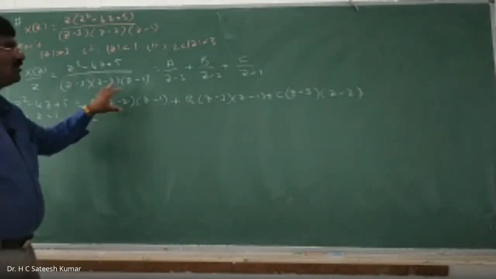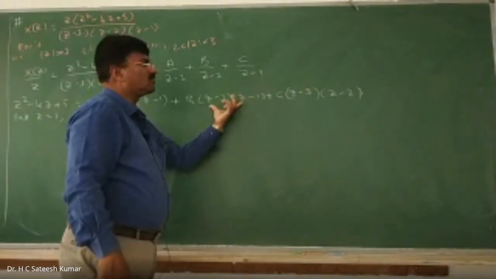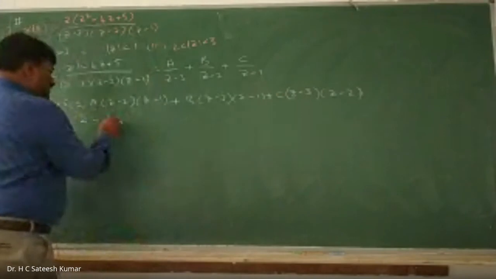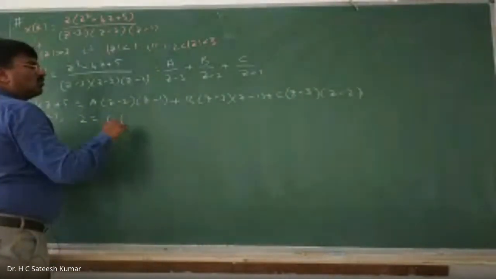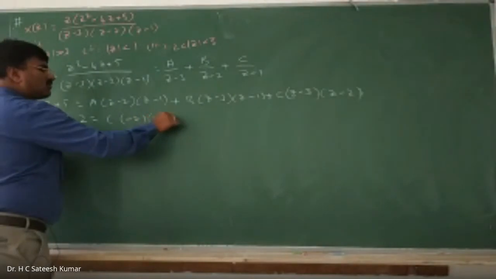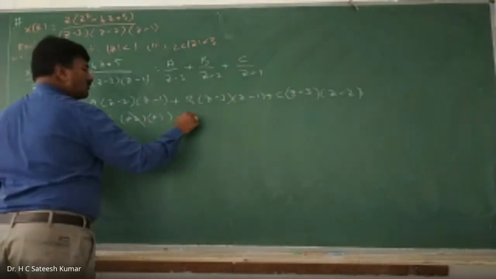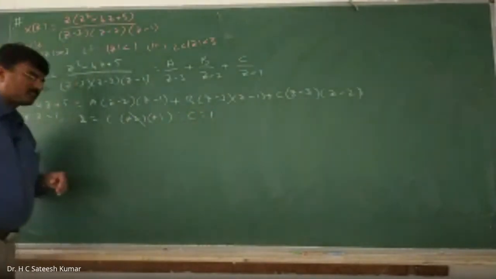Anything 0. Also, z is equal to 1 means 1 minus 1 is 0. This also becomes 0. What is left out? Last one, c into 1 minus 3 is minus 2, and 1 minus 2 is minus 1. This minus minus gets cancelled. This 2 gets cancelled. Therefore, c is equal to 1.